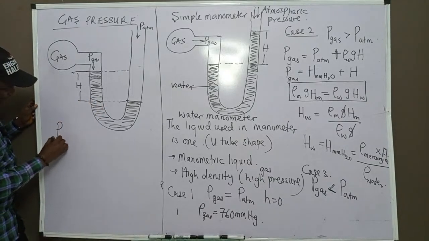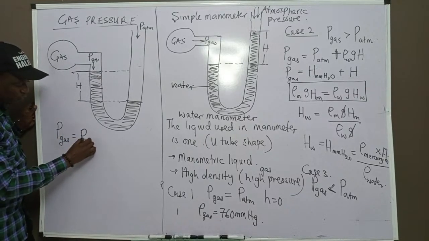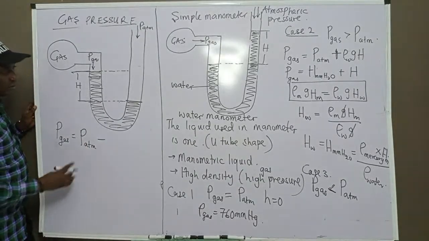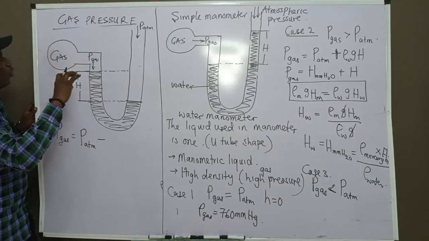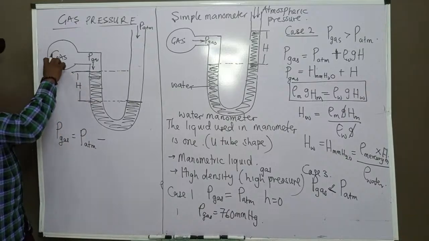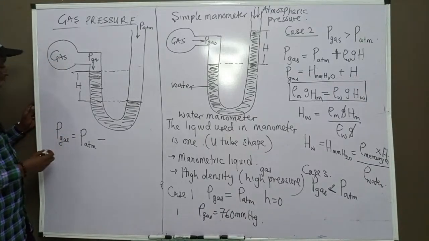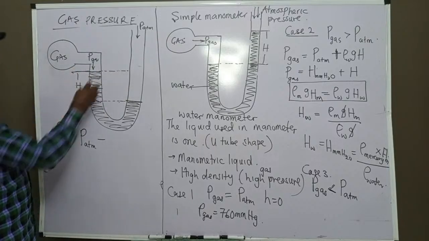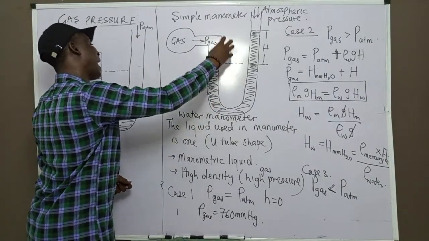So what will be the gas pressure? Gas pressure is equal to P atmosphere minus. Why are we using minus? Because the atmospheric pressure is now higher than the gas pressure. That means the gas pressure is smaller than the atmospheric pressure. In the earlier case, the gas pressure was higher than the atmospheric pressure.